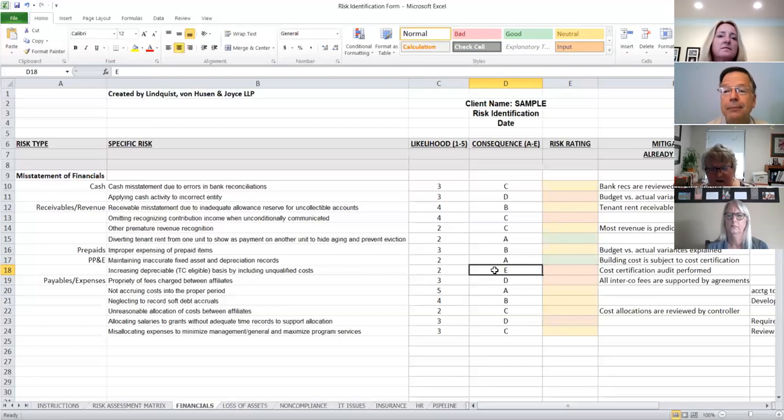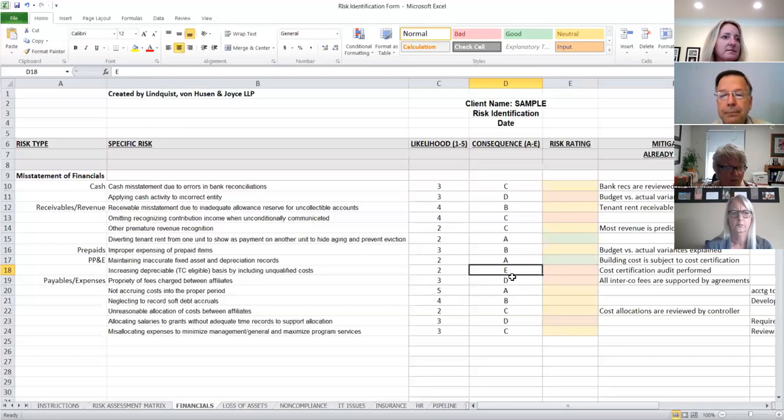Nobody caught it, and now you've taken credits on it, and you have to recapture those credits when somebody discovers that, if the IRS is aware of that. So I made that an E, which is the most extreme result of a financial statement misstatement.